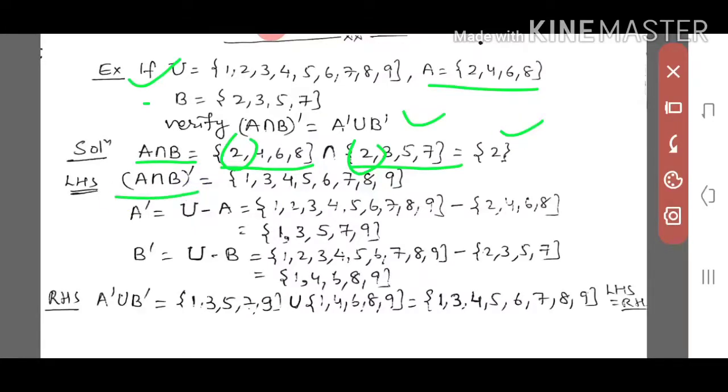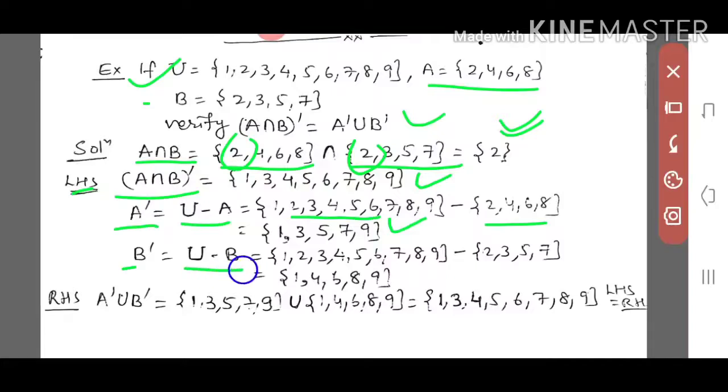Now A intersection B whole complement, that is the left hand side, that we write means from the universal set you will not write only 2. So you have this: the A intersection B whole complement is 1, 3, 4, 5, 6, 7, 8, 9. Now for the right hand side, what we find first is A complement, that is universal set minus A. So you will get here 1, 3, 5, 7, 9 that do not belong to A. So this is the answer, that A complement is 1, 3, 5, 7, 9.